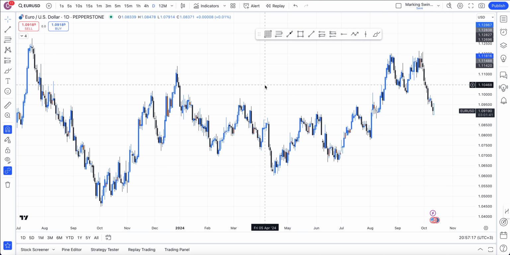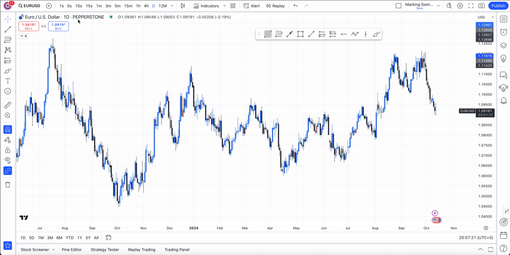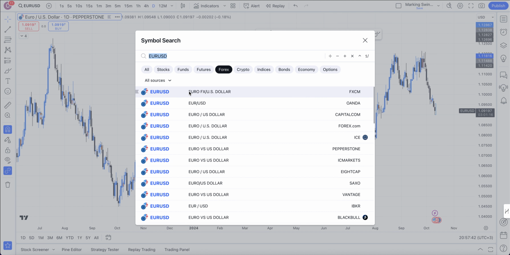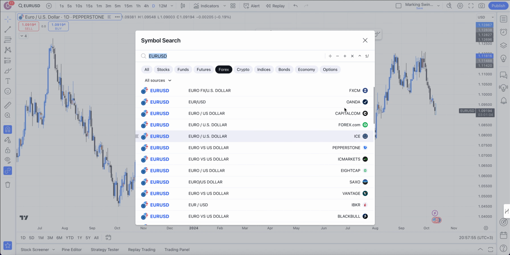So I'm going to start with the daily. As you can see here, I'm on our daily. So actually I'm using TradingView. I'm on Euro USD, right? So you can change your symbol over here and type whatever market you want to trade, and then you find your preferred broker.